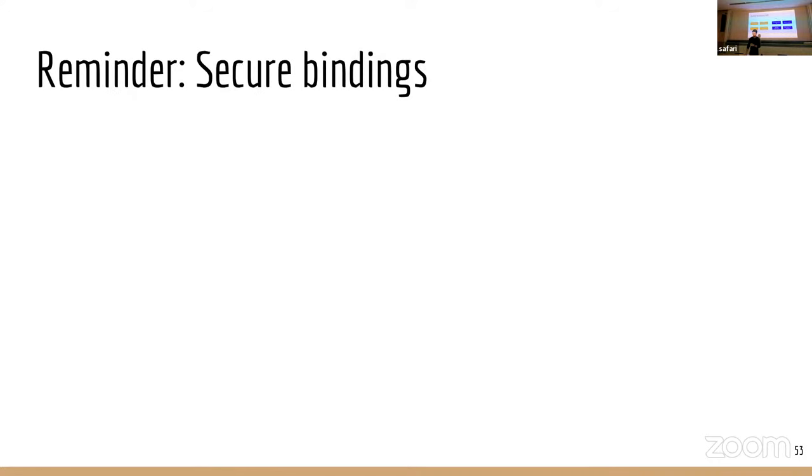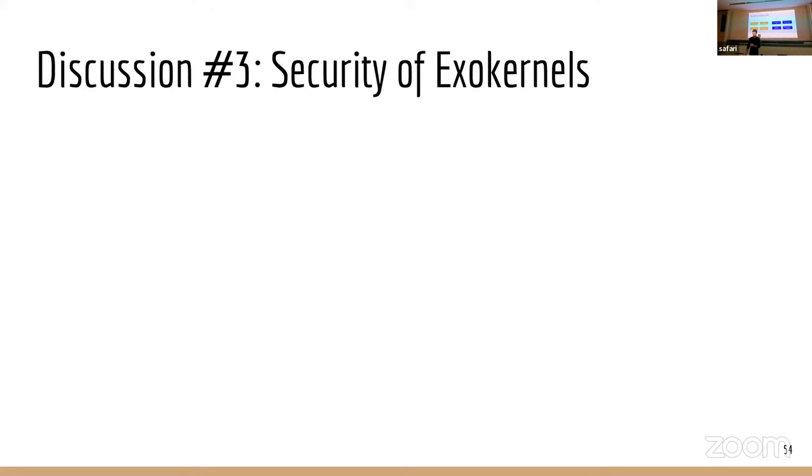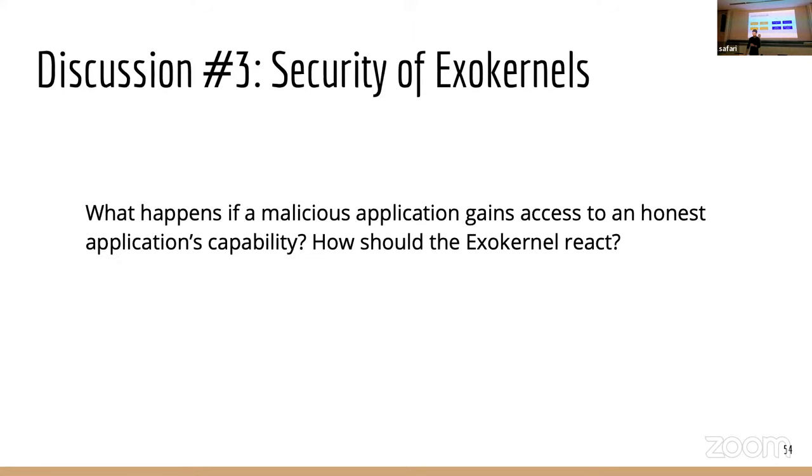Okay. So a small reminder on secure bindings. If this process A here owns TLB entry 5 and presents a capability, IGES will return it. And if process C requests a page, then IGES will give the page to process C and then return a capability as well so that it can access it in the future. So the small reminder, my last question for you is, what would happen if a malicious application would gain access to an honest application's capability? And what do you think the exokernel should do in this scenario?